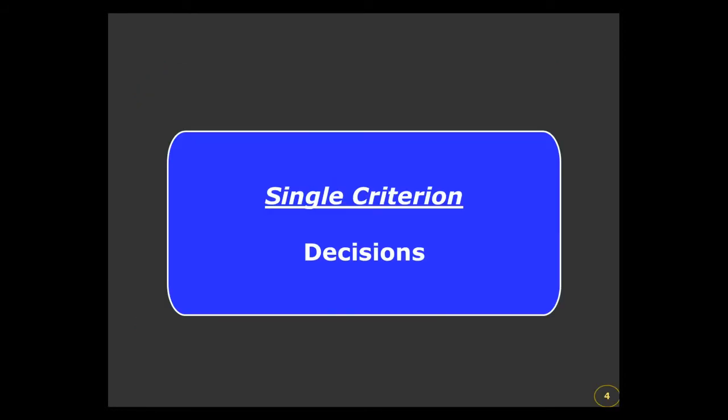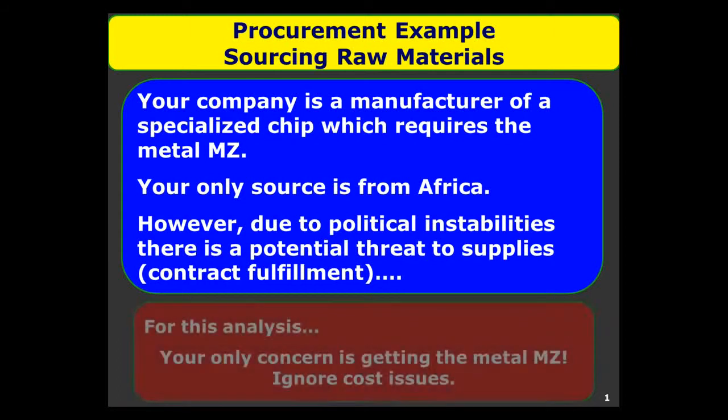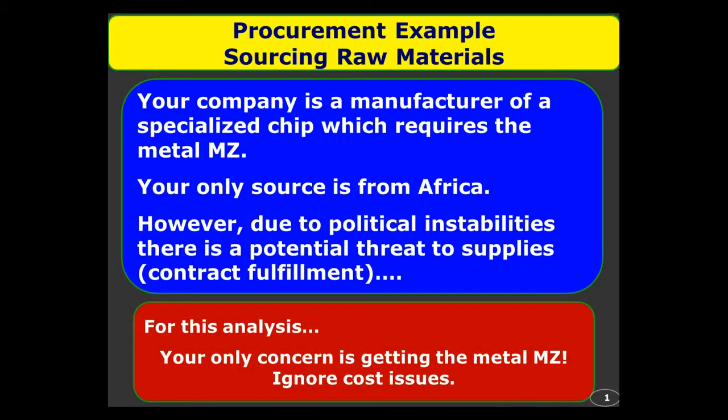The best way to deal with single criteria. Your company requires the metal MZ and your only source is from Africa. However, due to political instabilities, there is a potential threat to supplies, basically contract fulfillment. For this analysis, let us ignore cost issues and only focus ourselves on getting the metal.